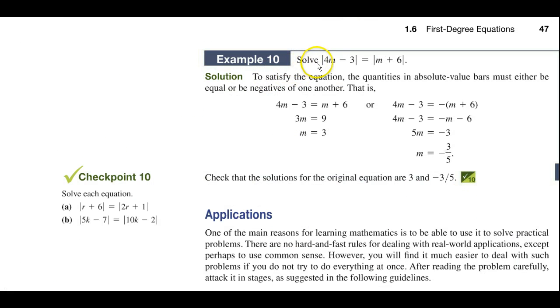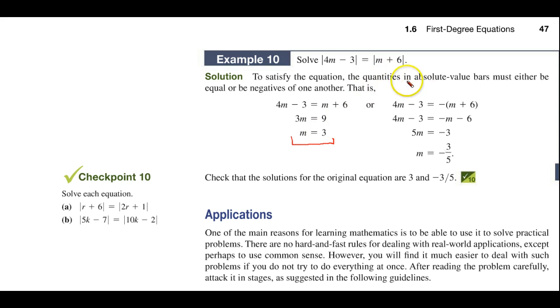Now in example 10, where we have on both sides of the equation absolute signs, the protocol for doing this would be remove the absolute signs and just solve it regularly. And let's do this one. So we're going to bring the m over as a negative m. That gives us 3m. Bring the negative 3 over as a positive 3, gives us a 9. Divide both sides by 3. There is one solution.